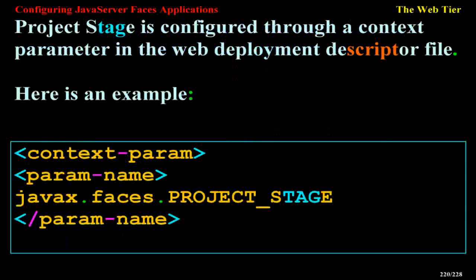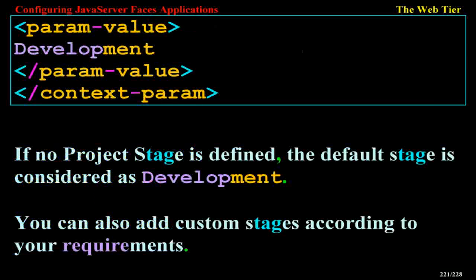Project stage is configured through a context parameter in the web deployment descriptor file. Here is an example. context-param, param-name javax.faces.PROJECT_STAGE, param-name, param-value Development, param-value, context-param. If no project stage is defined, the default stage is considered as Development. You can also add custom stages according to your requirements.